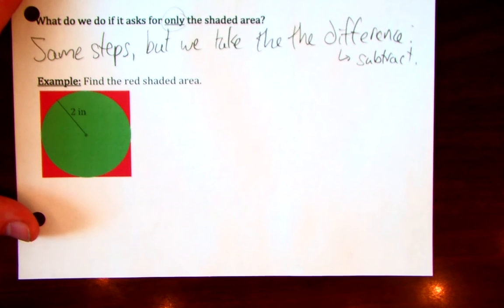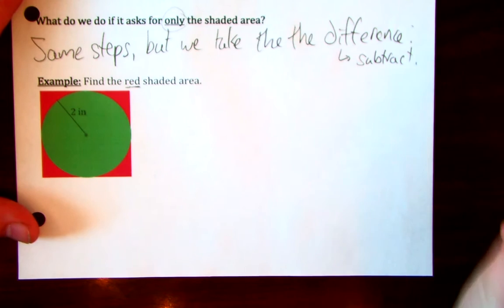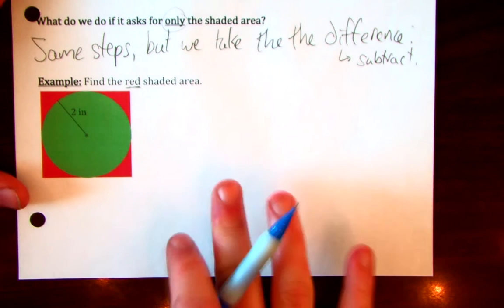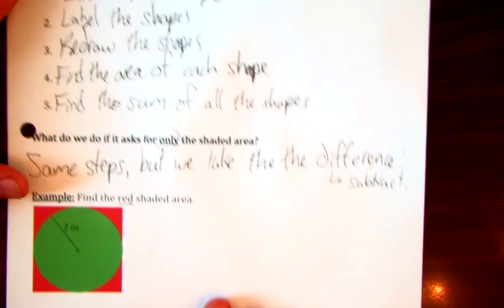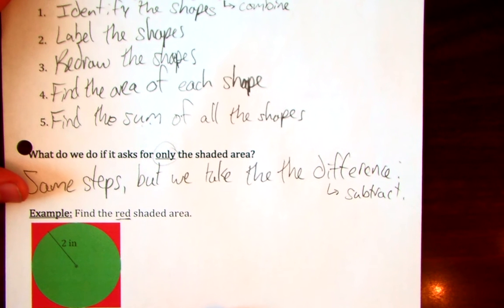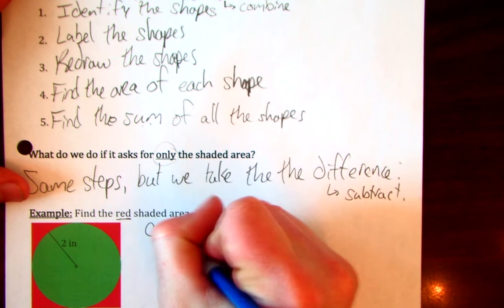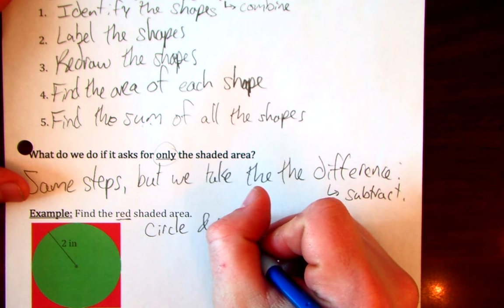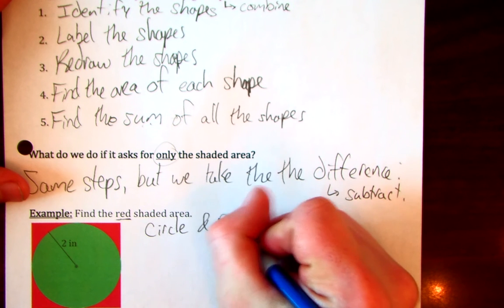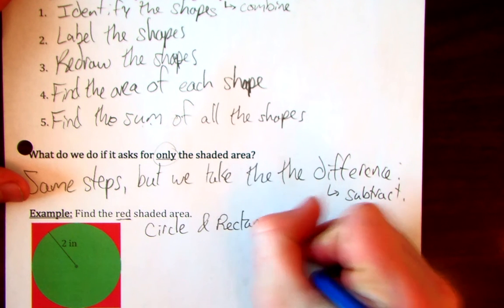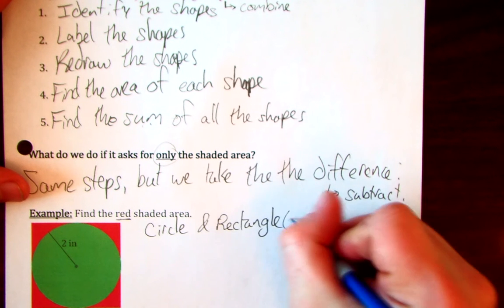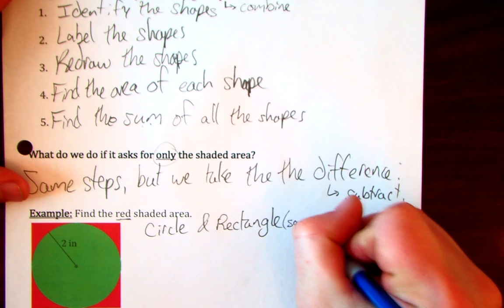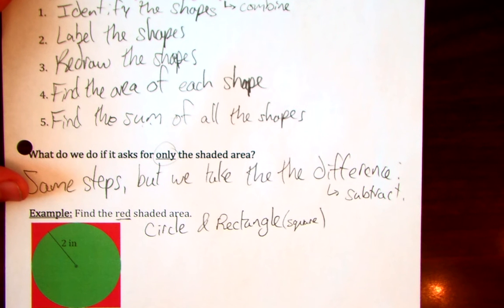All right. So in this first example, it says find the red shaded area. So what I'm going to do is follow these steps. So let's scroll this back down. It says identify the shapes. So what do we have here? Well, we have a circle in green, and we have a, well, do we know if it's a square or rectangle? We know for sure it's at least a rectangle for now. Possibly, I'll put it in parentheses, possibly a square, but we'll see. We can always check that. So that's step one, identify.